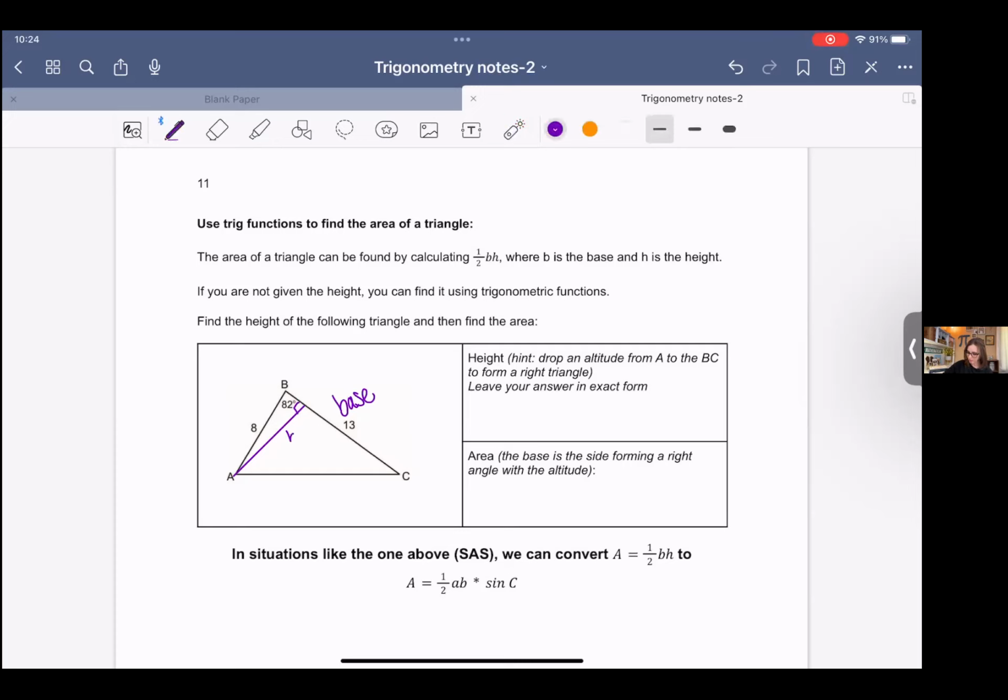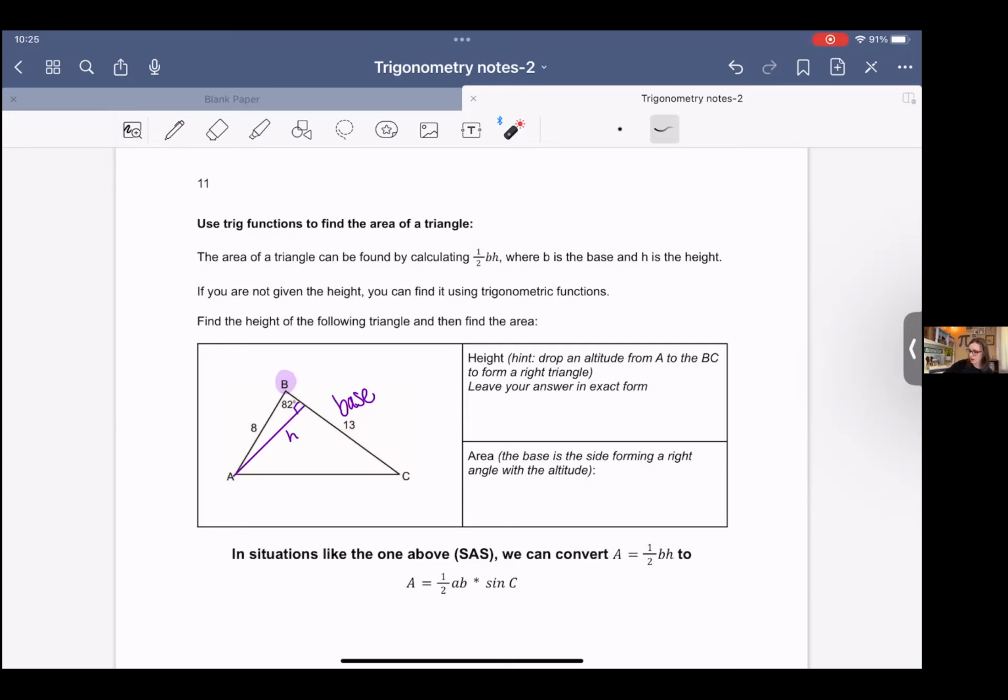So if I'm given angle B and I have the hypotenuse of this smaller triangle, remember we're just focusing on the smaller triangle here. I'm given the hypotenuse and I have the opposite. Now I labeled that H, so that's confusing, but for the smaller triangle, that is the opposite side of the angle 82. And 8 is the hypotenuse because it's across from the right angle for the smaller triangle.